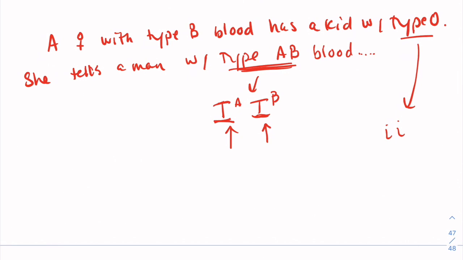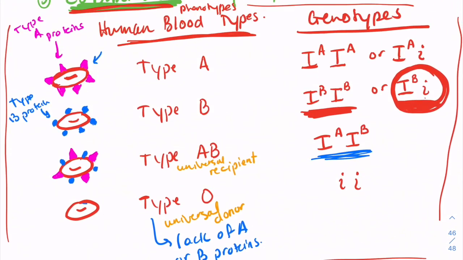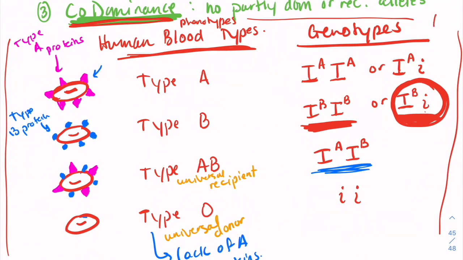So on the final exam, you will have a couple of blood type problems to do, so just make sure you know how this works and be able to do crosses based on this table that we created right here. And please know that this is an example of codominance. Codominance. All right.